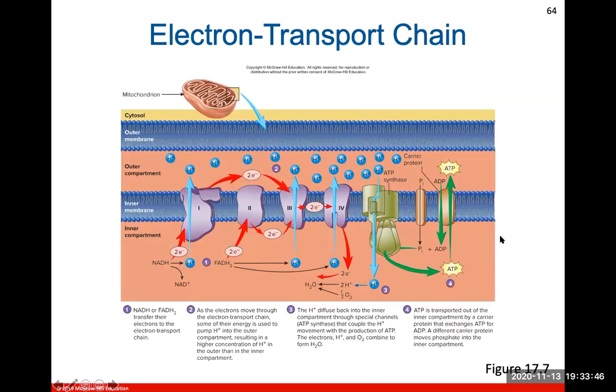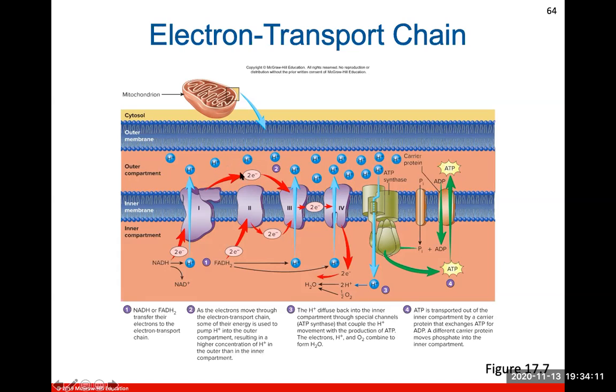So here's a great look at the electron transport chain. Simply put, electrons that come from NADH and FADH2 are able to be transferred between these electron transport proteins. And when these electrons are transferred between these 4 complexes, which have little Roman numerals in them, the transfer of electrons pumps hydrogen ions to the outer compartment.